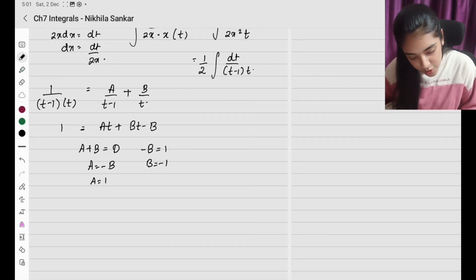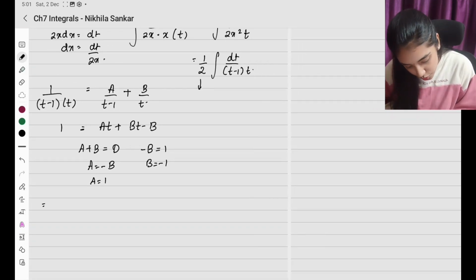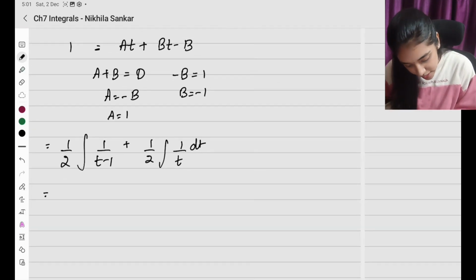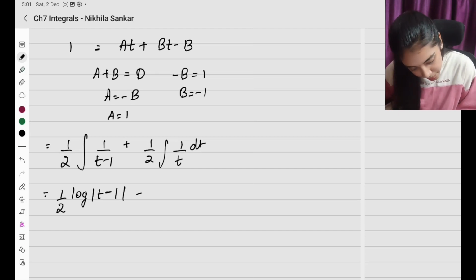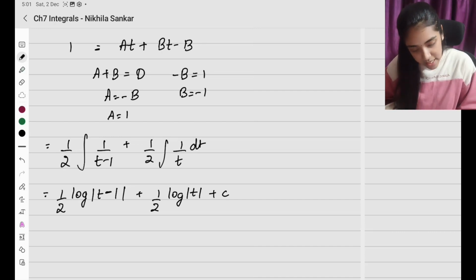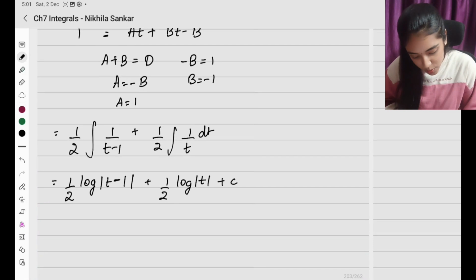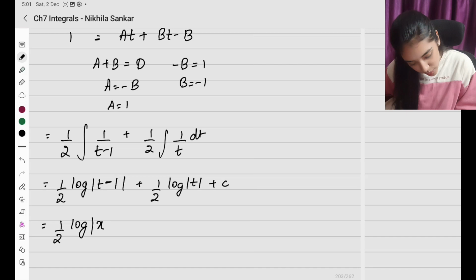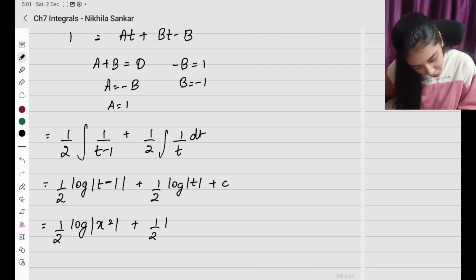Now how does my integral look like? I have a 1 by 2 here. So don't forget 1 by 2 integral a by t minus 1, so 1 by t minus 1 minus 1 by 2 times 1 by t dt. So when I find the integral, half log mod t minus 1 minus half log mod t plus c. You know t is going to be x square plus 1. So half log mod x square plus 1 minus 1 is log mod x square, minus half log mod x square plus 1 plus c.